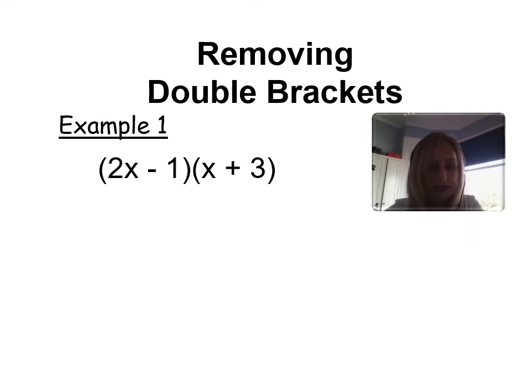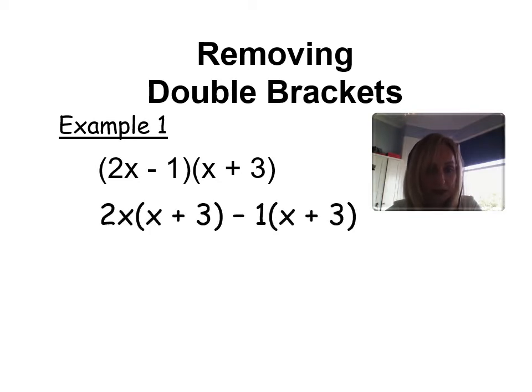What I mean is we take each term in the first bracket and set it out with the second bracket. So the first term in that first bracket is 2x, and we're going to multiply that by the second bracket, x plus 3. The second term in that first bracket is minus 1, and we're going to multiply that by the x plus 3. So 2x all times x plus 3, minus 1 times x plus 3. Hopefully you can see how we split that first bracket and then multiply. It's just a way of making sure that we get every term.